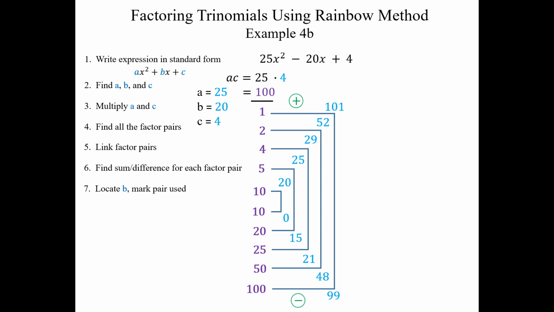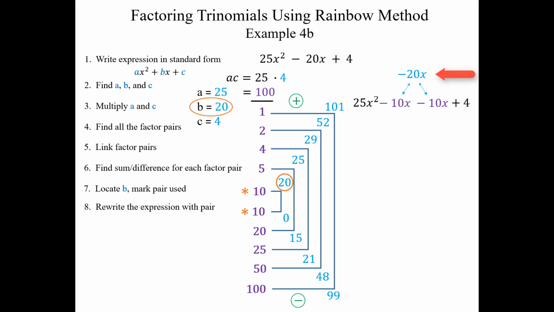Now we need to locate b and mark the pair that we used. In this case, b is equal to 20. We have a 20 here on this upper corner, and we use the 10 and the 10 to form the 20. Now we need to rewrite the expression with this pair. So we have the first term and the last term with some space in between. We're trying to form a negative 20x using the 10s. So we have a minus 10x minus 10x. And together combined, they form negative 20x. So that checks good.